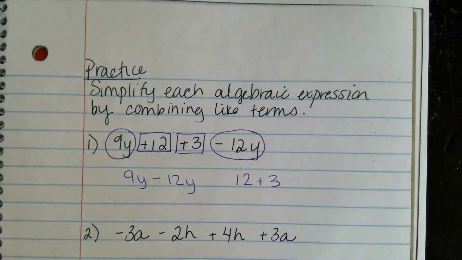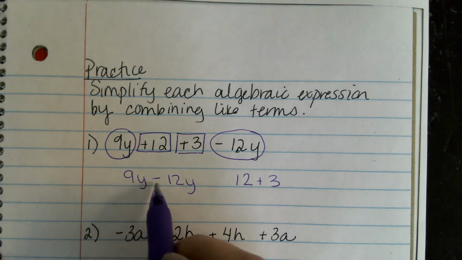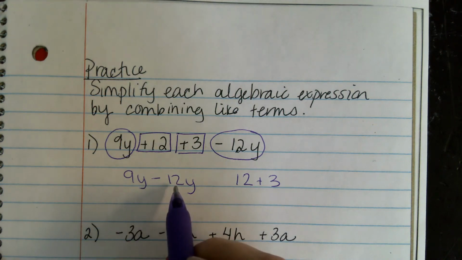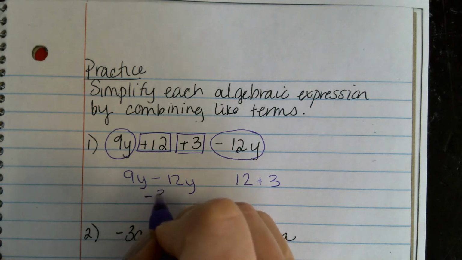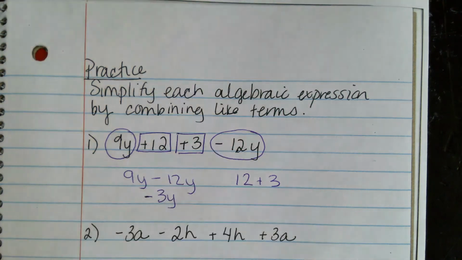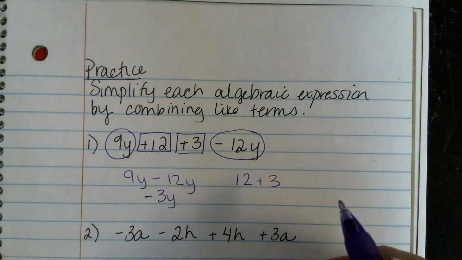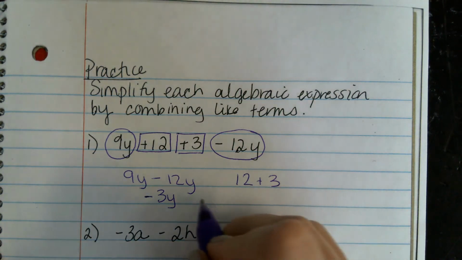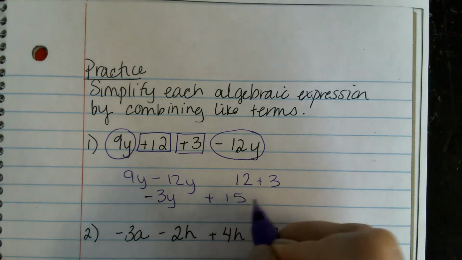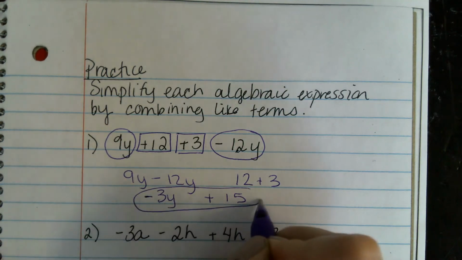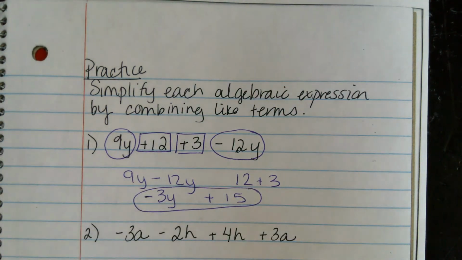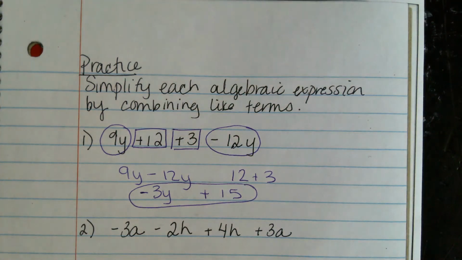Now, we actually need to go through and solve it. So here, 9 minus 12 would be negative 3. So I'm going to write minus 3, and then we add the y onto it. And then I have 12 plus 3 over here, which would be 15. I'm going to go plus 15. This would be our final answer: negative 3y plus 15, because we can't take it any further. This is where we have to stop.